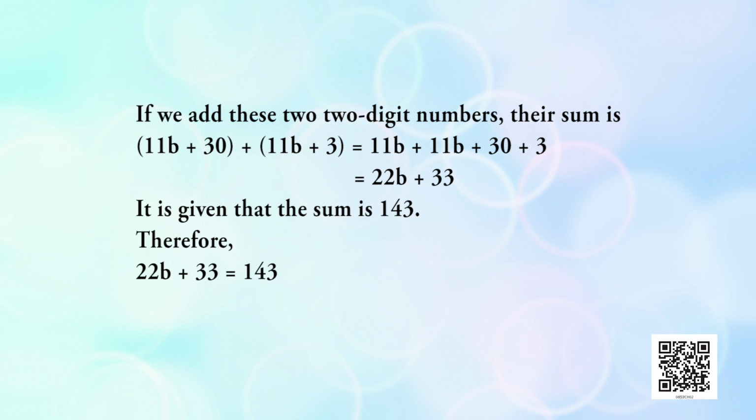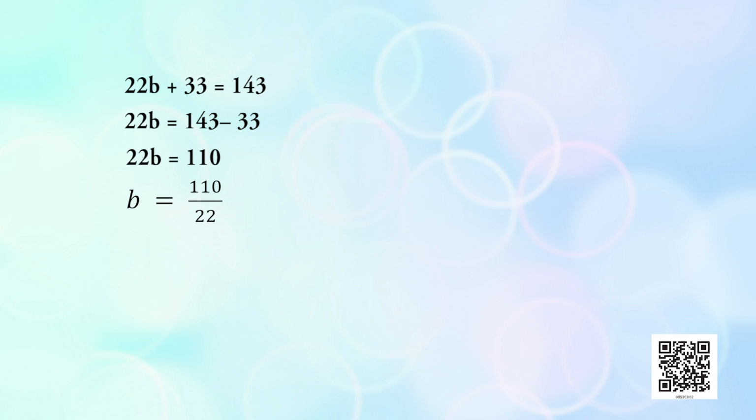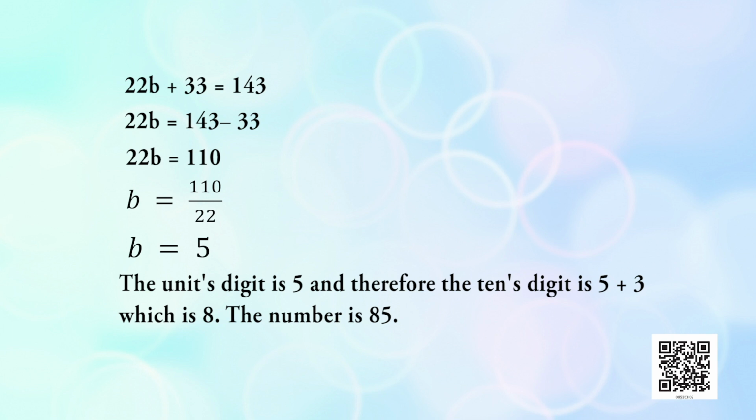Now, we have an equation in one variable, b, and if we solve this equation, we will get the required answer. That means 22b plus 33 is equal to 143. Transpose the 33 to the right hand side: 22b is equal to 143 minus 33, that becomes 110. Therefore, b is equal to 110 divided by 22. Therefore, b is equal to 5. The unit digit is 5 and therefore, the 10th digit is 5 plus 3, that is 8. Therefore, the required number is 85.